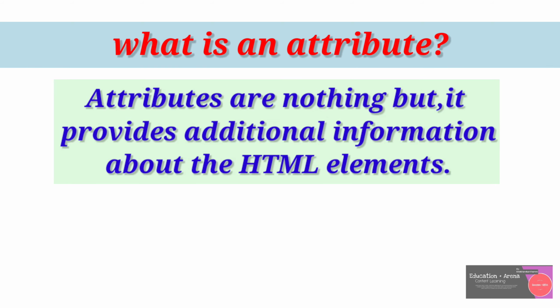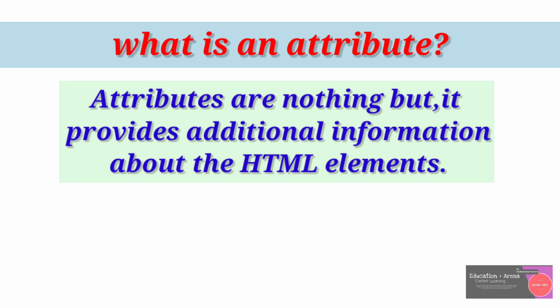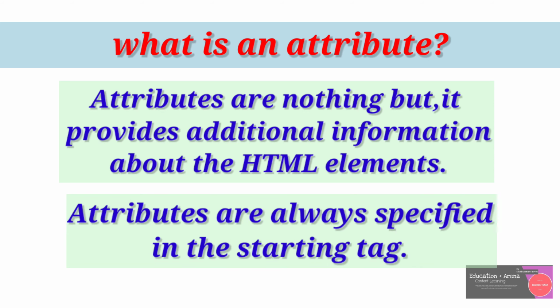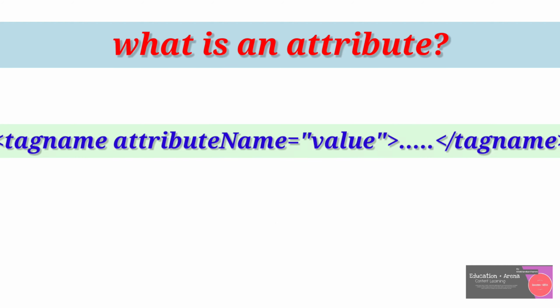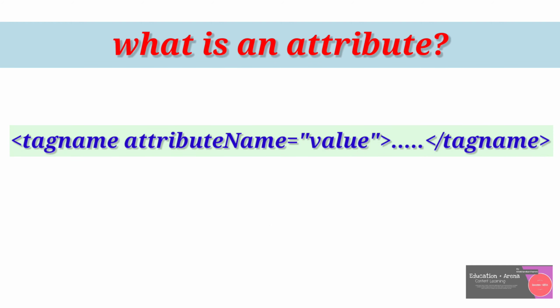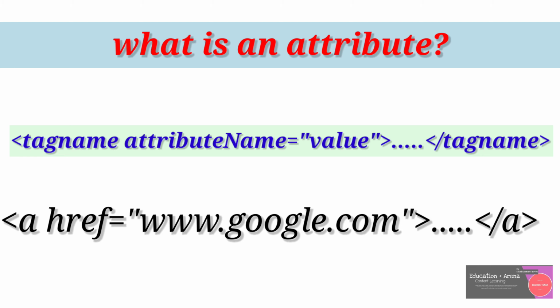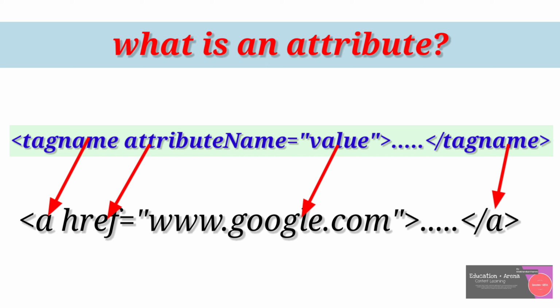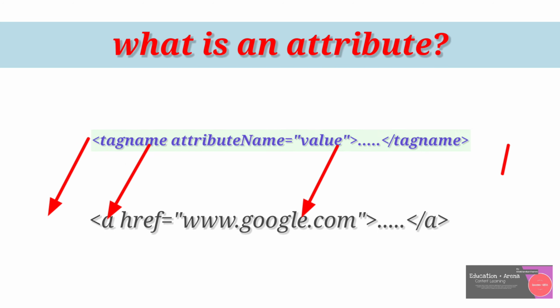Attributes are nothing but they provide some additional information about the HTML elements. All HTML elements can have attributes. Attributes are always specified in the starting tag. So this is the syntax of an attribute: tag name, after that attribute name equals the value of the attribute. For example, a is my tag name, href is my attribute name, and www.google.com is the value of my attribute.